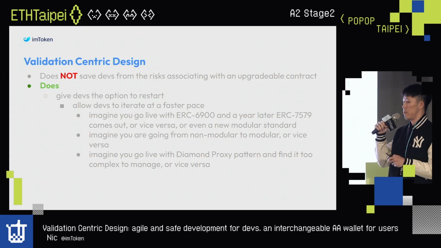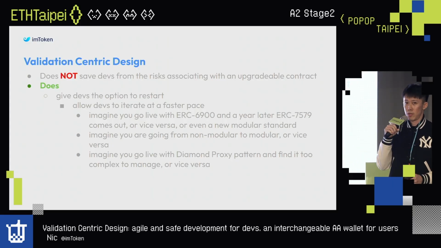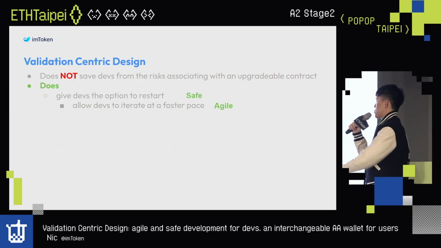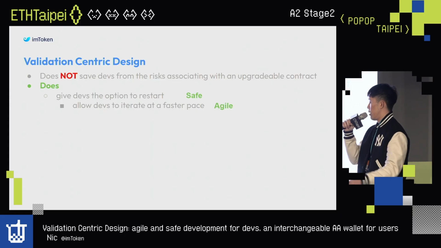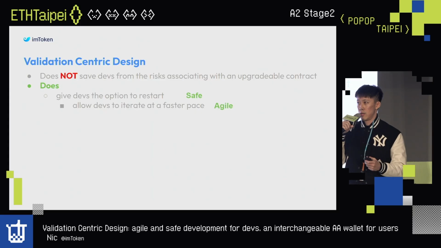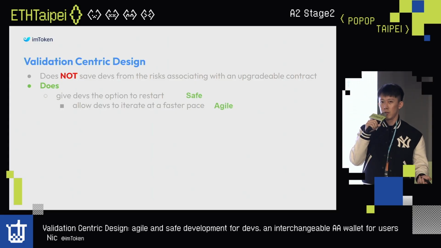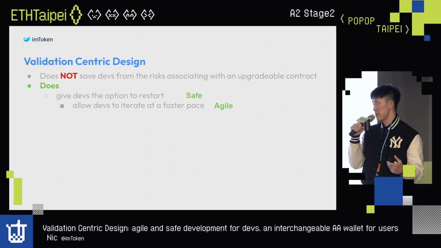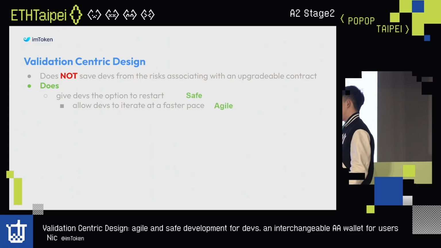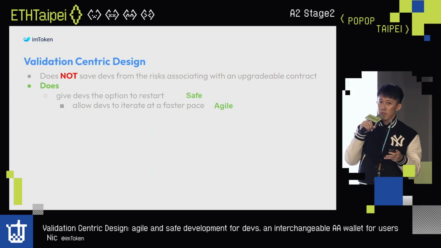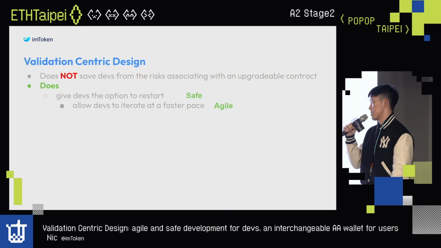It's all going to be very difficult if you're upgrading the same contract. So this is what I mean by safe and agile. Options to restart give the wallet devs safety. You can restart, leaving all your technical debts behind, and the options in turn give the devs the ability to iterate at a faster pace. And this is what I mean by agile development.